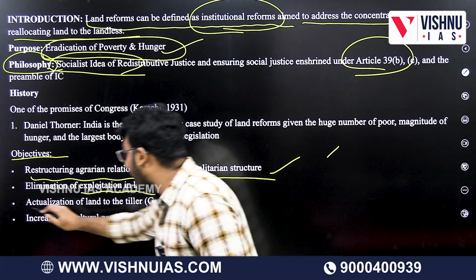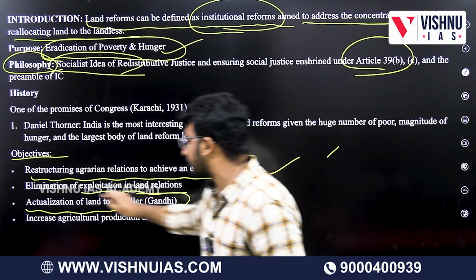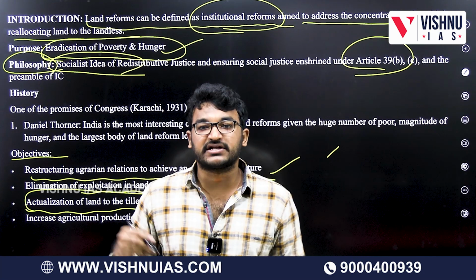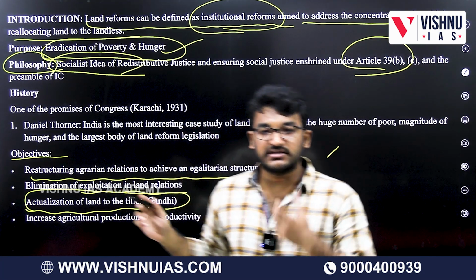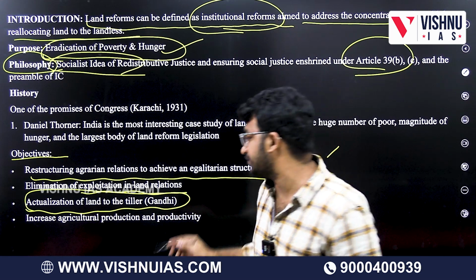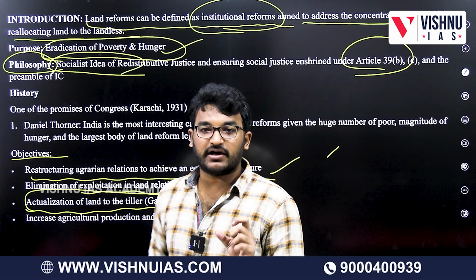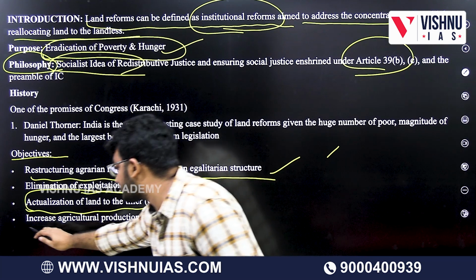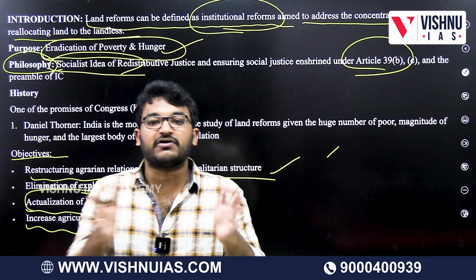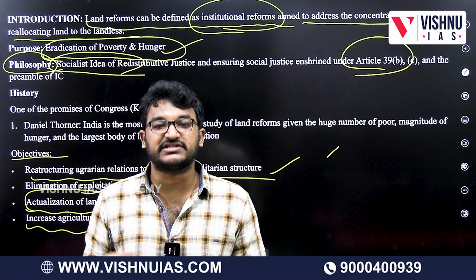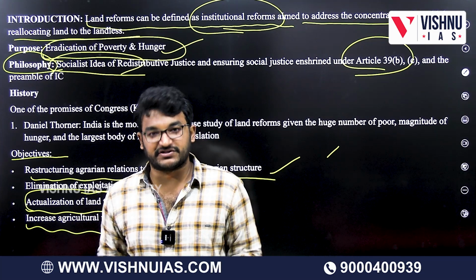Next, actualization of land to the tiller. We all know that the Father of the Nation, Gandhi, had an idea of land to the tiller. With these land reforms, this ideal of Mahatma Gandhi can be achieved. Next, with these land reforms, there is a possibility of increasing agricultural production and productivity, because there will be equal distribution of land. So, there is an easier way to form cooperatives and all.